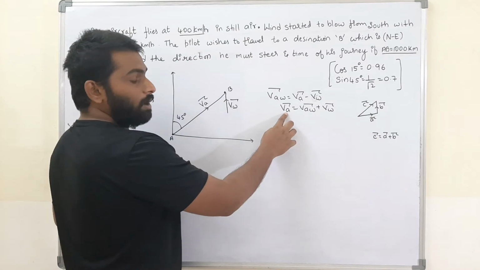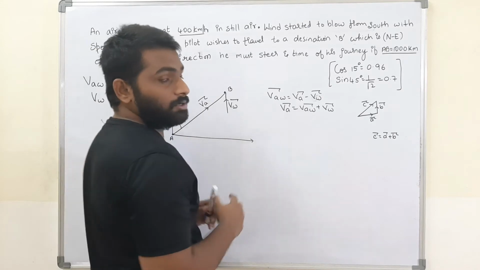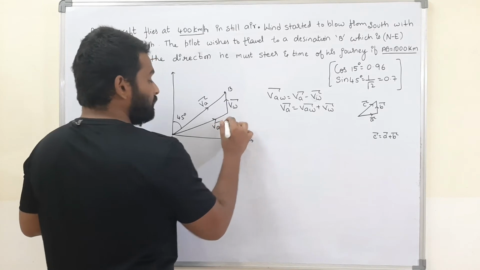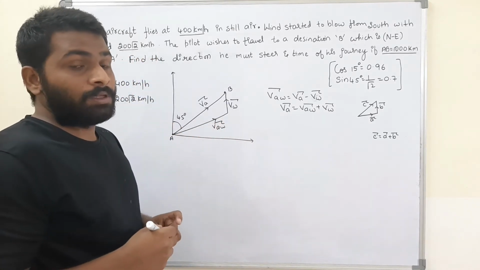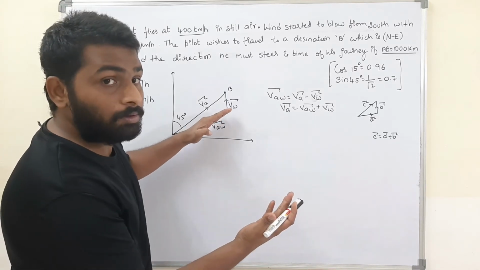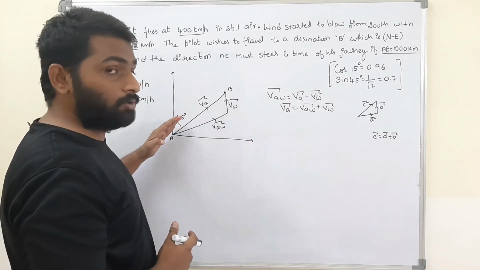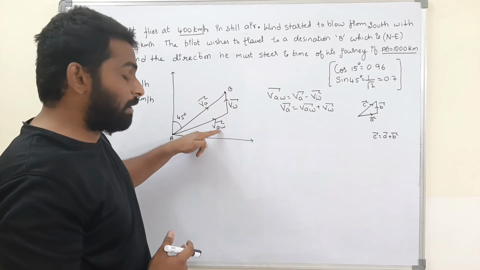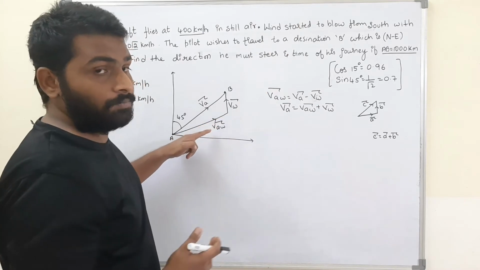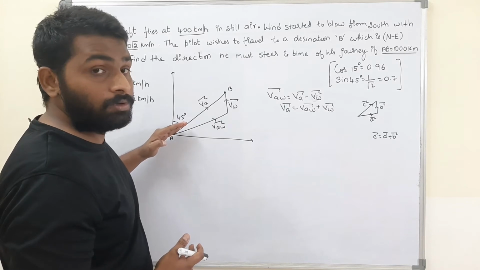Same way, VA bar is equal to VAW bar plus VW. VA bar is the resultant. What is the VAW direction? This is the VAW direction. This is very important. The aircraft is moving with respect to wind in this direction, and the wind is pushing it upwards. Therefore, the resultant of aircraft will be in this direction. Actually, the pilot is steering in this direction, but the wind is pushing him up. Therefore, what is the resultant of these two? The resultant of these two is nothing but VA. That means the airplane will move in this direction.